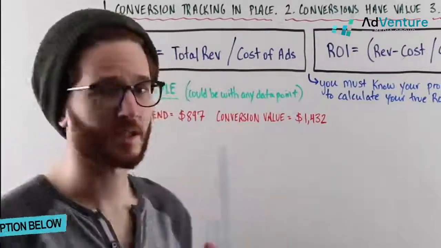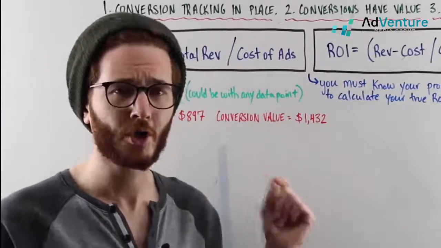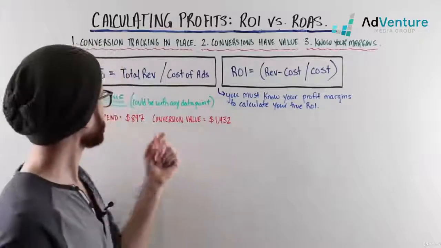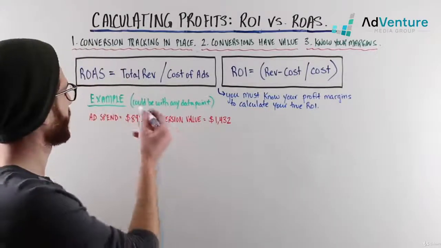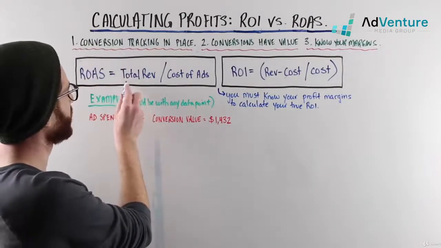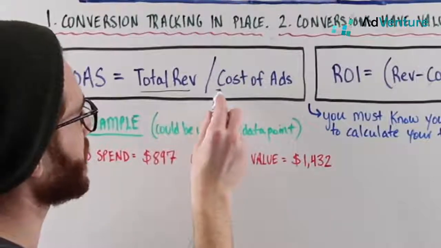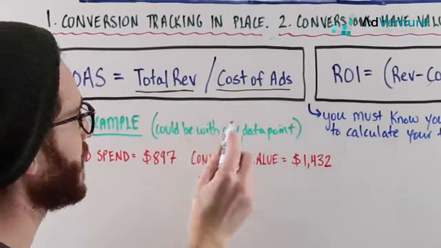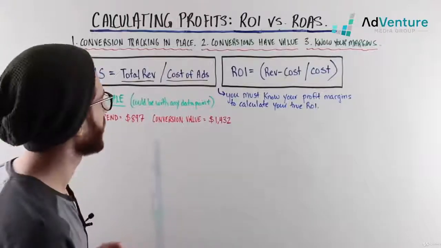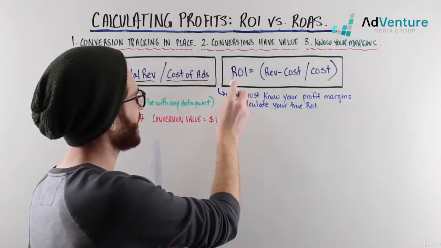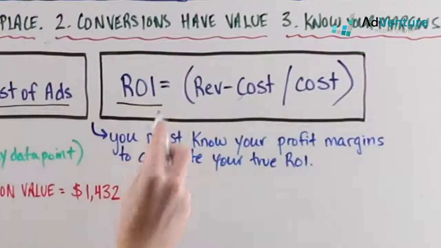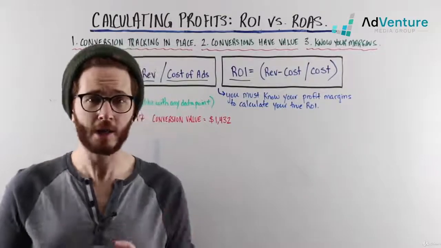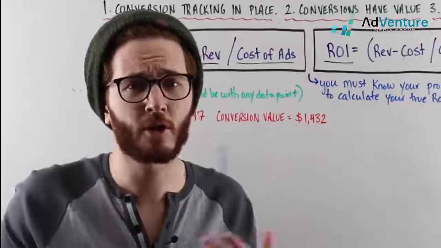But ROAS does not take that into account. Return on ad spend simply looks at your return, the total revenue that you made divided by the cost of advertising. And total revenue here refers to the total value of those conversions, not necessarily the profit. ROI, which is return on investment, is a more thoughtful calculation that takes into account your company's profit margins. In order to calculate ROI, you need to know your margins. You need to have a good understanding of your business.